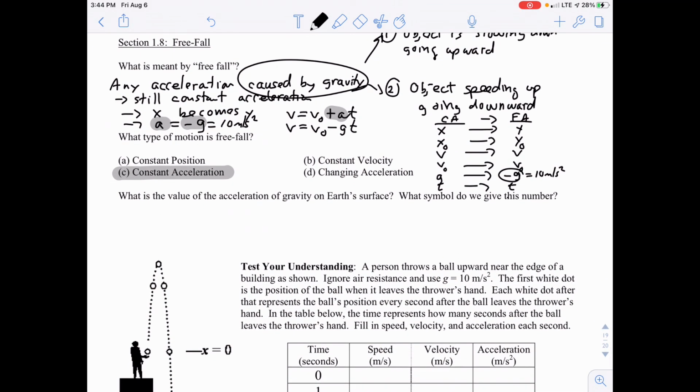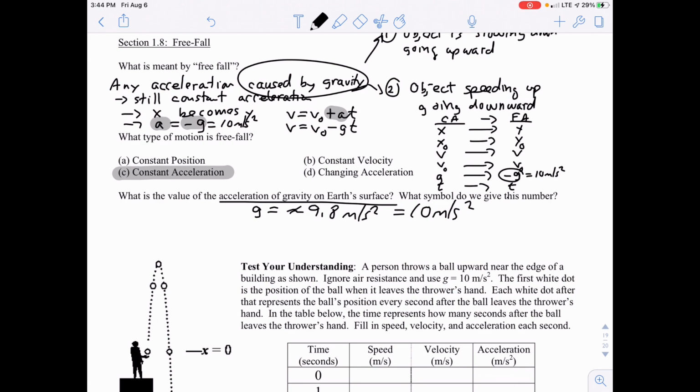What is the value of the acceleration due to gravity on Earth's surface? Well, the acceleration due to gravity is called little g, and it is approximately 9.8 meters per second squared. But we'll always just round it up to 10. Now it's negative because it's a downward negative acceleration, but the magnitude of it is 10.